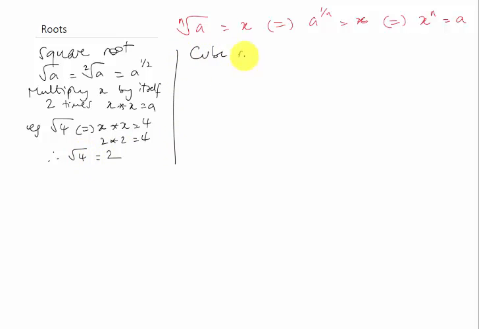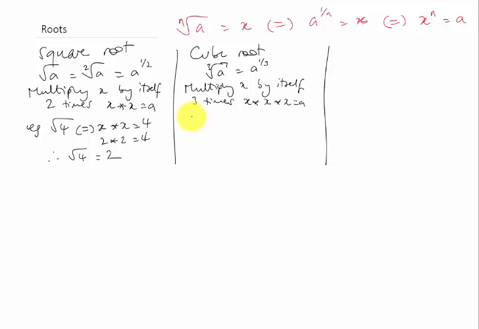So moving on here, how about the cube root? We write a little 3, and we can also write it as a to the power 1/3. So then we have to multiply this number that we're trying to find, x, by itself 3 times. That's defined by this 3 here, so x times x times x gives us our number a that we know. So for example, cube root of 8 is the same as saying x cubed is equal to 8, and we know that 2 times 2 times 2 is 8, so therefore the cube root of 8 is 2.